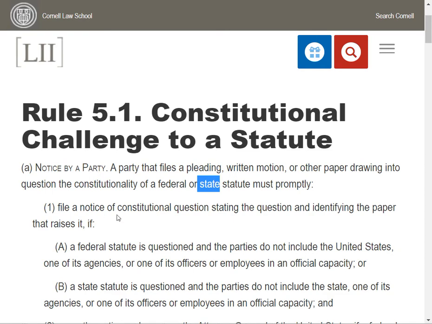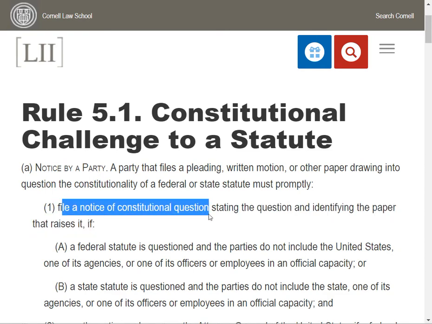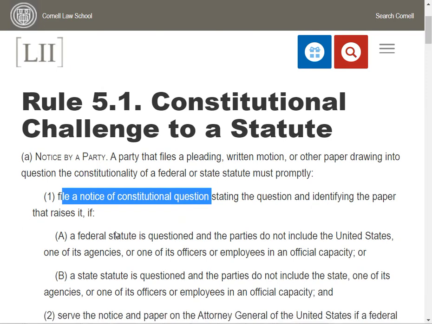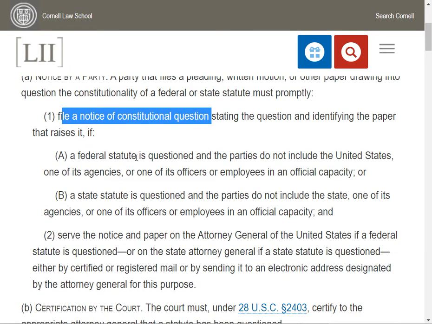So file a notice of constitutional question stating the question and identifying the paper that raises it. So here's what they want you to do. A federal statute is questioned and the parties do not include the United States, one of its agencies, or one of its officers or employees in an official capacity. Or a state statute is questioned and the parties do not include the state, one of its agencies, or one of its officers or employees in an official capacity.